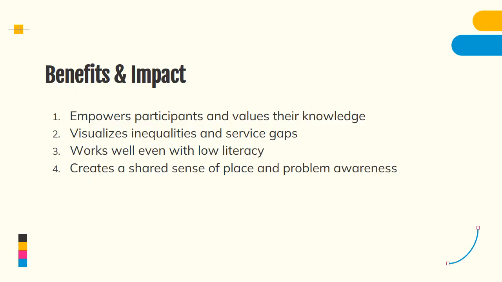Social mapping has benefits that go far beyond data collection. It empowers people, especially those who are often overlooked, to share their knowledge. Even if someone can't read or write, they can draw their world, and that's powerful. It also makes inequalities and service gaps visible. You see clearly who's near the school and who isn't, who has a toilet nearby, and who walks far for water. And perhaps most importantly, it creates a shared sense of place. It gets people talking, reflecting, and planning together.